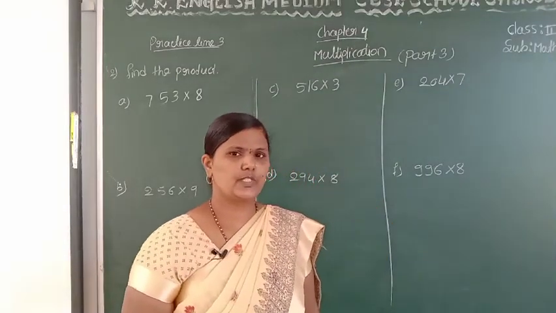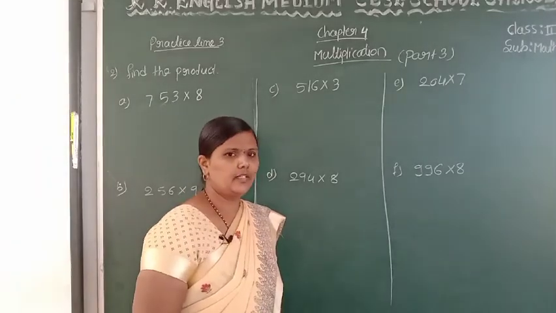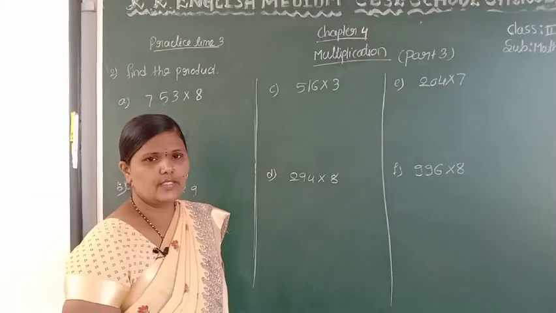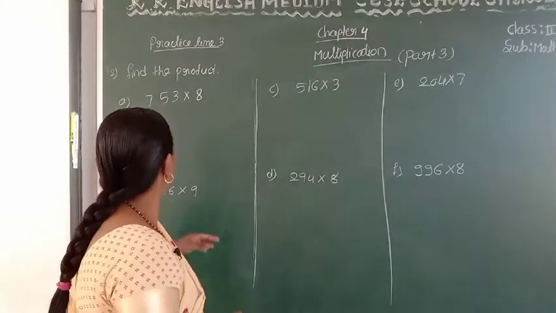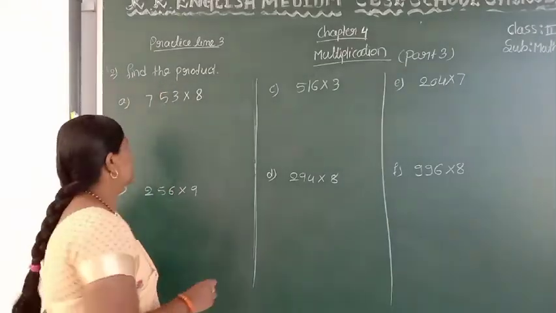Today we are going to discuss chapter number 4, that is multiplication, part 3. In last class we solved practice time 3, and in that we solved the first question. Now today we go through the second question, that is, find the product. See here, first one.